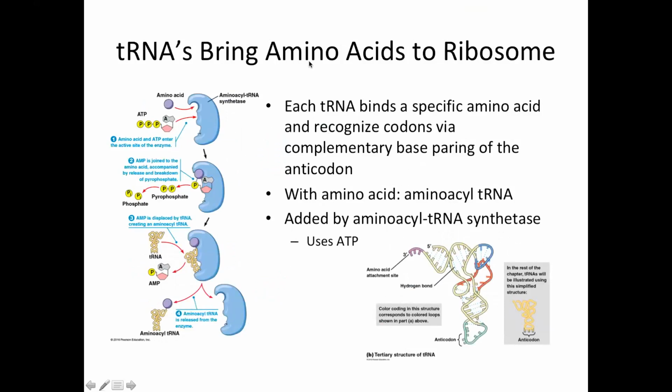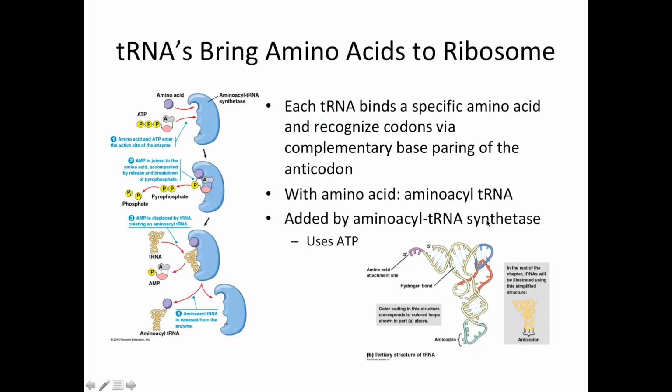Well, they're going to bring the amino acid to the ribosome. And each tRNA binds a specific amino acid, and it's going to have at the bottom here an anticodon, which is going to recognize the codon via complementary base pairing. When it has the amino acid attached to it, it's an amino acid tRNA, and that is added by an enzyme that's a synthetase.